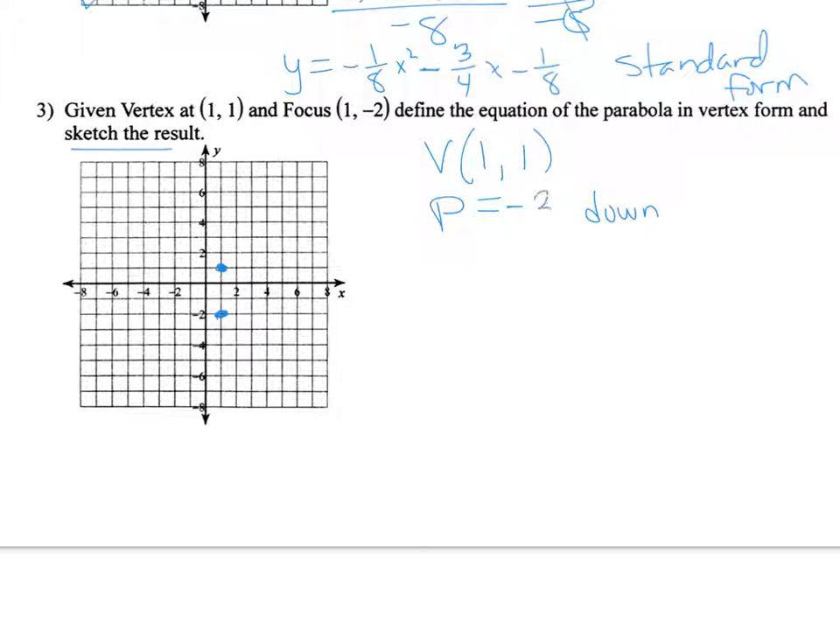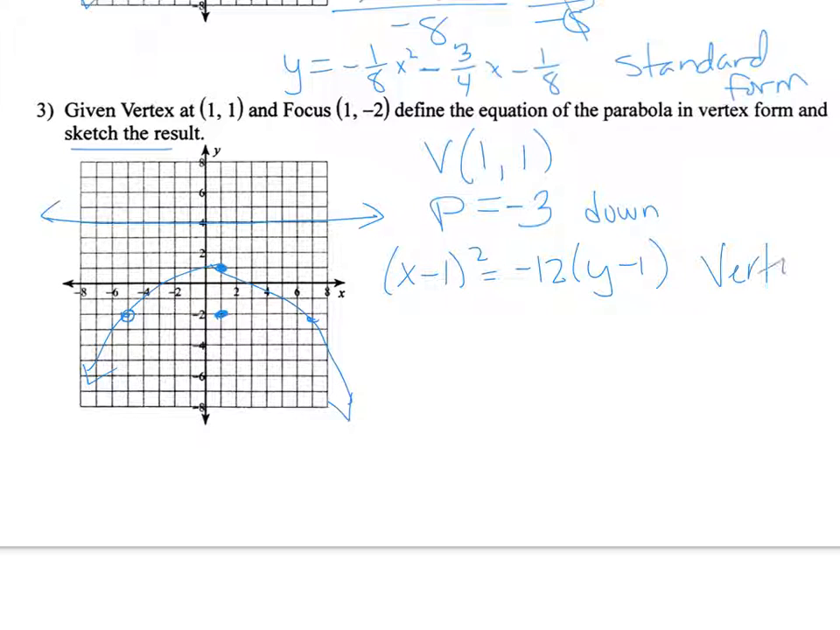So that means p is negative 3. The directrix would be up 3, and that distance is 6, so I count 6 from the focus here, and the other way here, so I can sketch a more accurate graph with my artistic skills. All right, so then it's (x minus 1) squared equals negative 12 (y minus 1).